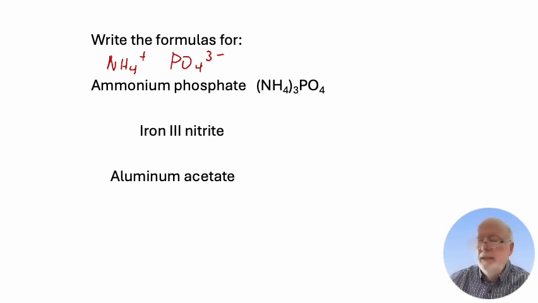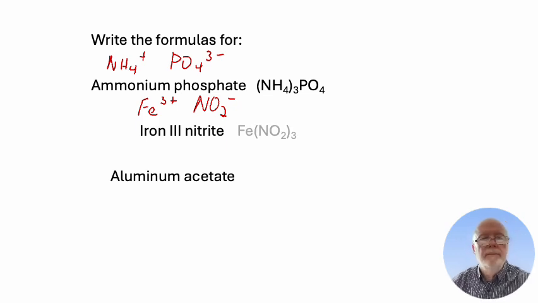All right, the next one, iron 3 nitrite. Well, I have to remember that iron 3 means Fe with a positive 3 charge. And then nitrite, NO2 minus. And so that 3 is going to become the subscript for the nitrite. And then the last one, aluminum, Al3 positive.